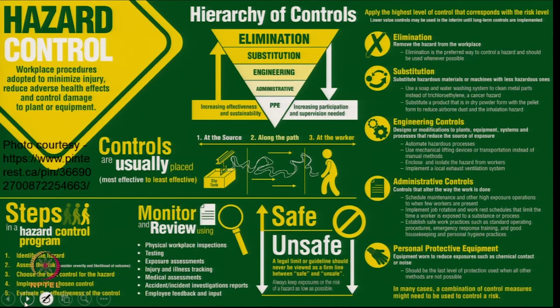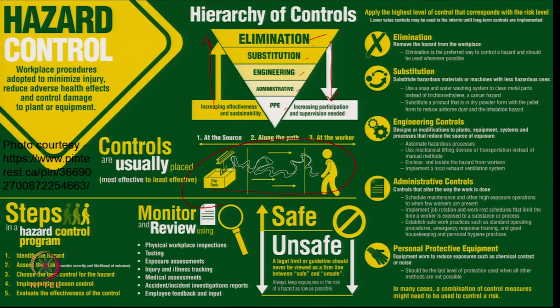Okay. Now, let us quickly wrap this up. This is a recap on hazard control. Workplace procedures adapted to minimize injury, reduce adverse health effects and control damage to plant and equipment. This is the hierarchy of control: elimination, substitution, engineering controls, administrative controls and PPE. This is primarily in the way of increasing effectiveness. Elimination is the most effective method. If you go in the reverse order, this is increasing participation and supervision needed. Controls are usually placed from most effective to least effective, at the source, along the path and at the worker. So, you may have to think of this particular path.